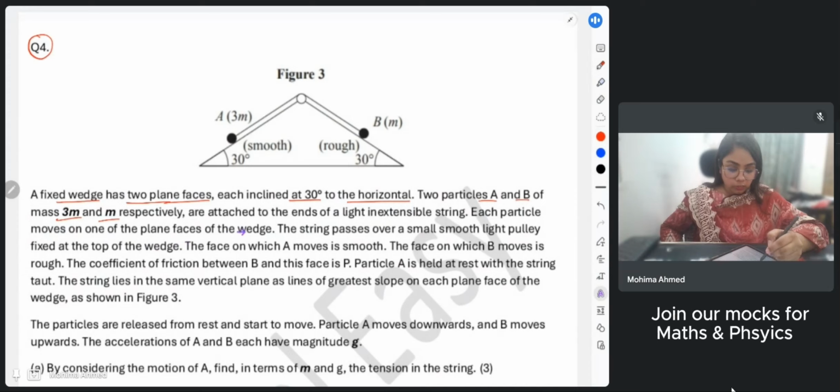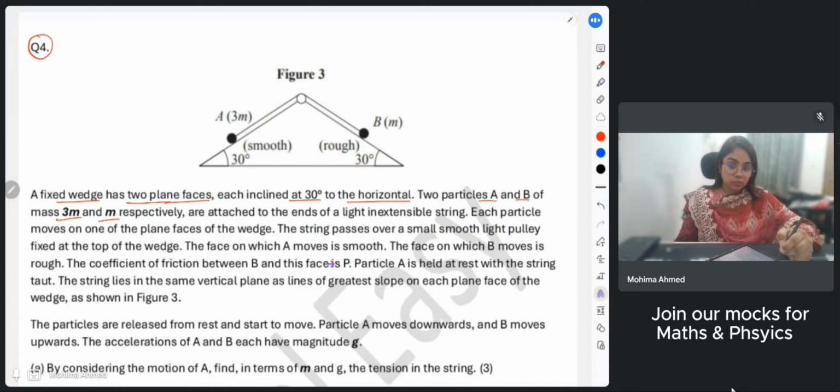The string passes over a small, smooth light pulley. Small, smooth light pulley means that the pulley doesn't have any weight, and the pulley doesn't create any friction. Okay. And fixed at the top of the wedge. The face on which A moves is smooth. Over here, this is smooth, no friction. And the face on which B moves is rough. So this face has friction, this face doesn't have friction. It also says that the coefficient of friction between the particle B and this face is considered as P. Like we usually consider the coefficient of friction as mu, but this is different. They're considering the coefficient of friction as P.